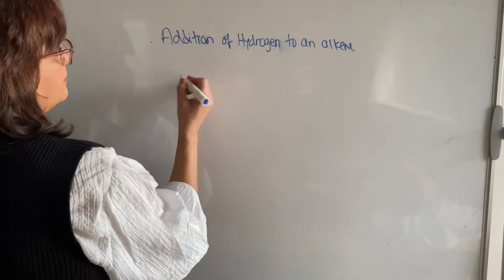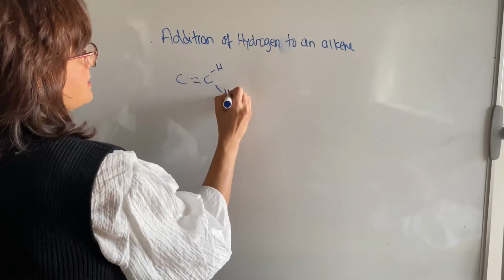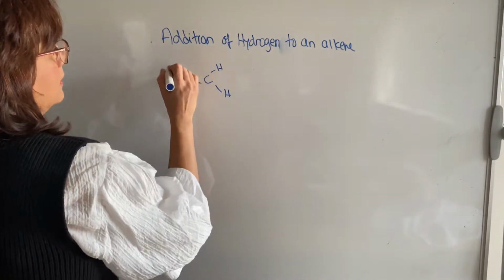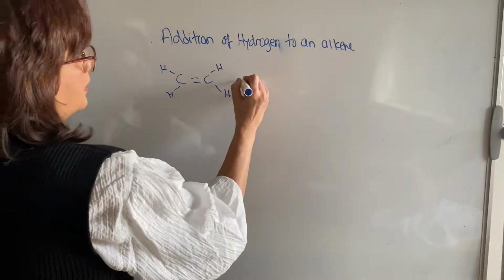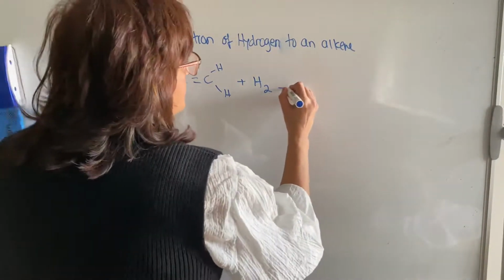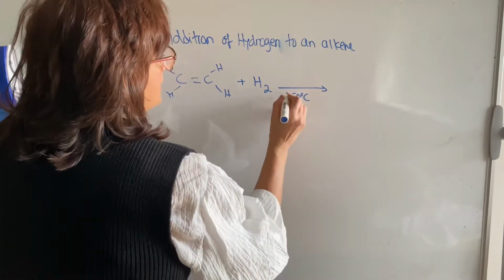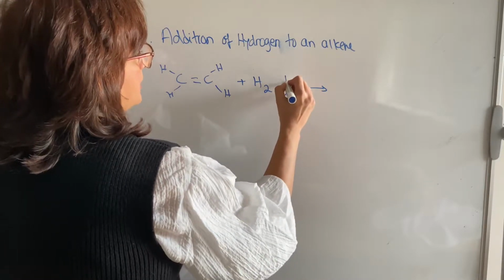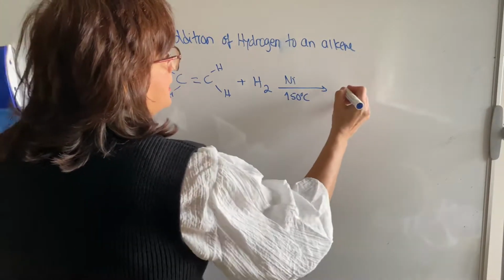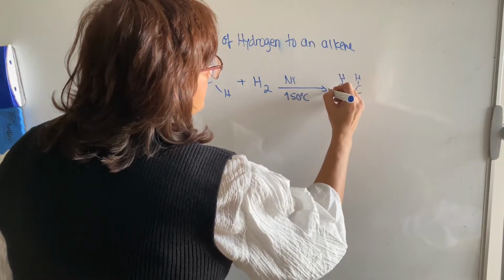So I'm going to use ethene as an example. Then I'm going to react it with hydrogen. This has to be done at 150 degrees centigrade and with a nickel catalyst. Then you end up with a molecule called an alkane.